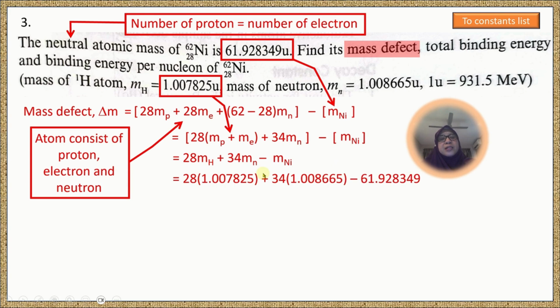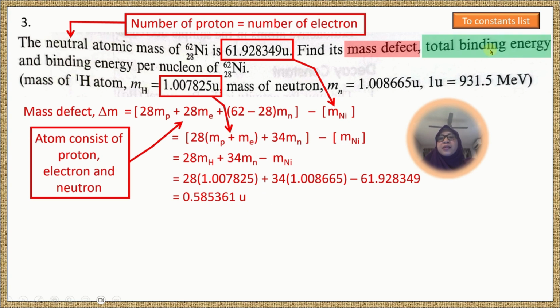Okay, so now we substitute all these values into the equation, and we get a mass defect of 0.585361 U. So the unit we use for mass defect is U. Next we are going to find the total binding energy.